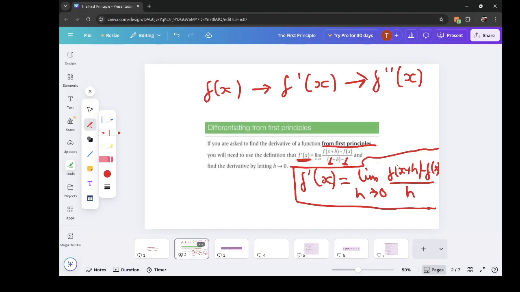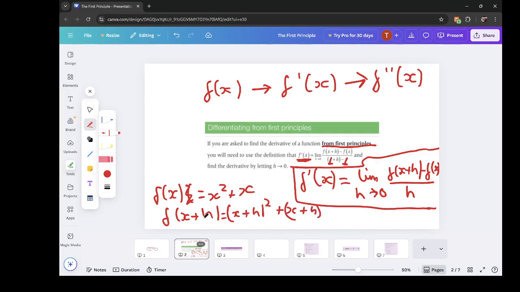So if a question asks you to find the derivative of a function from the first principle, you apply this rule. What this means is for f of x plus h, you plug in x plus h instead of x. So let's say your f of x is equal to x squared plus x. You plug in x plus h. So f of x plus h would just be equal to x plus h to the power of 2 plus x plus h. You're just replacing whatever is in the x. It's really simple and really easy to understand. You plug in the variable. You do not plug in any numbers or anything like that.